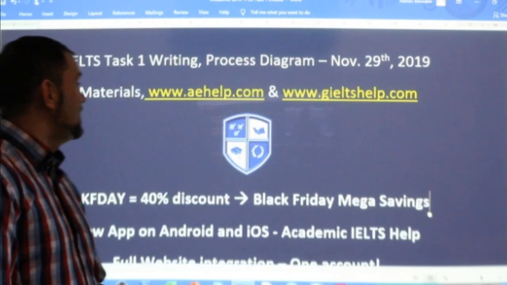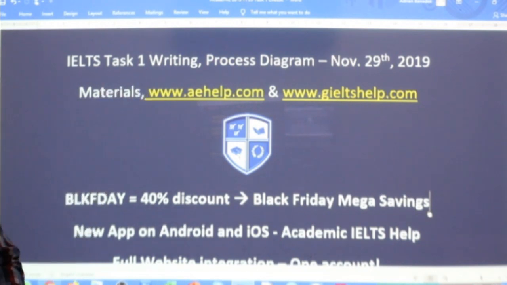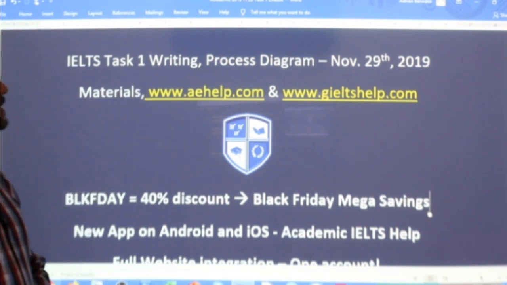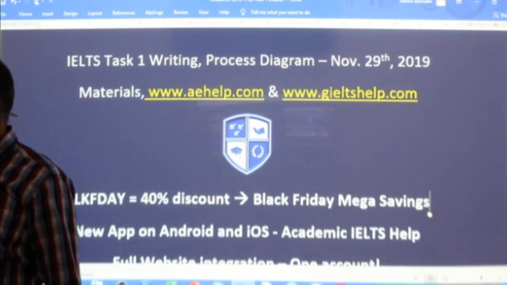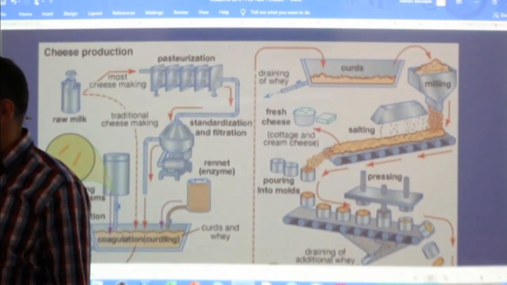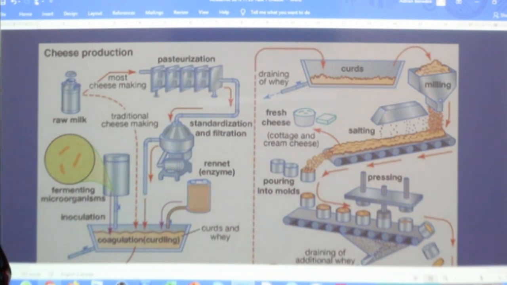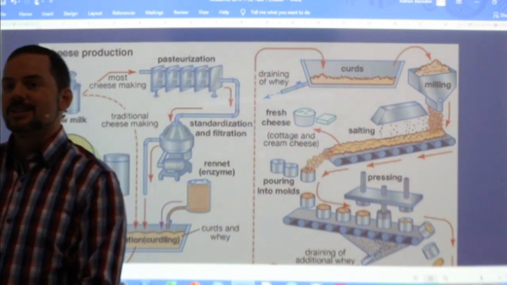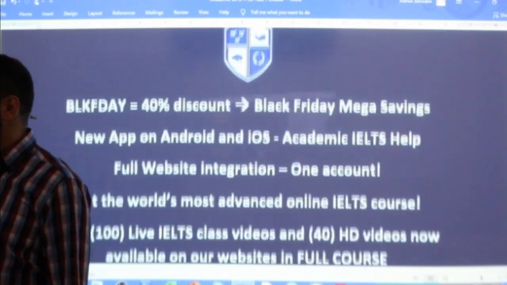In this class, we are looking at IELTS Task 1 Writing for the academic version of the exam. Specifically, we will be looking at a process diagram. I'll show you that right now. It looks like this, and it will be cheese production. Cheese production, exciting times. Before we get to that, a little bit of a preamble.